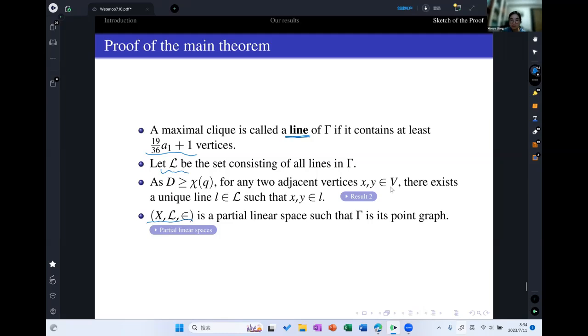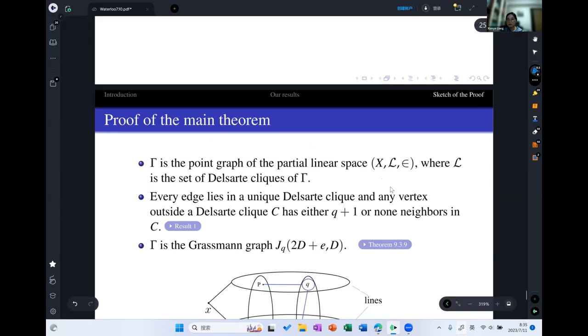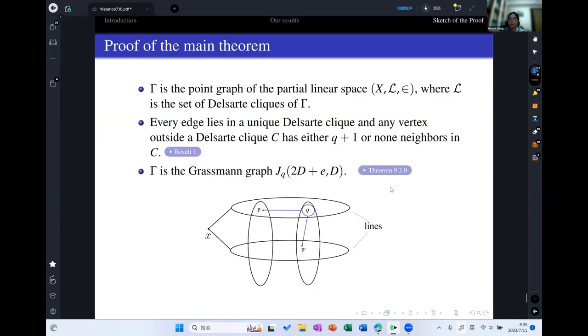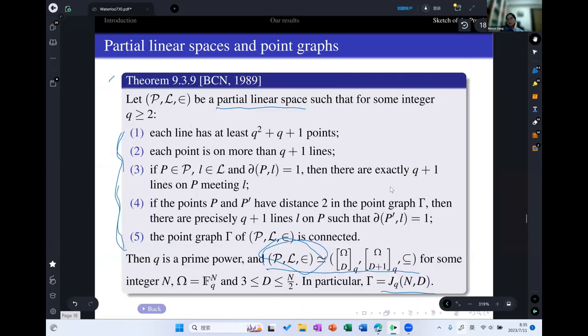Here X is the vertex set of the Grassmann graph. L is this line. So finally, we construct this partial linear space and can show the point graph gamma is a Grassmann graph according to this theorem. Okay, that's all. Thank you for your attention.